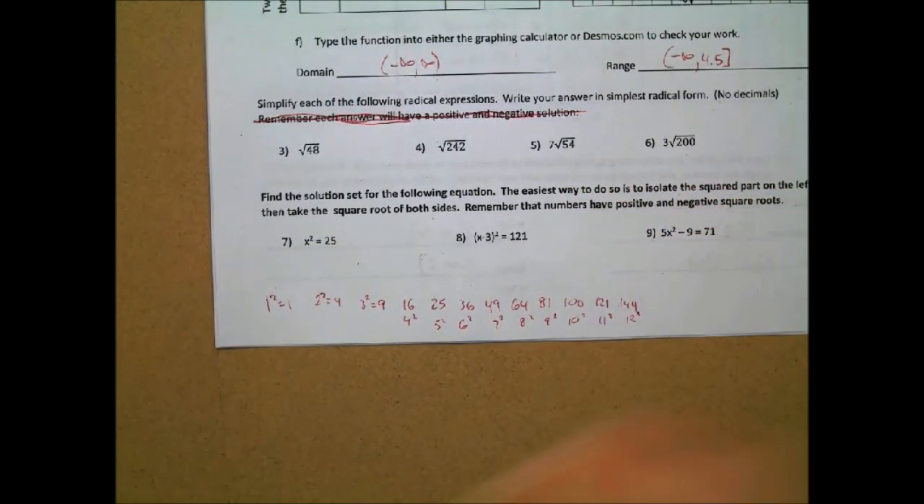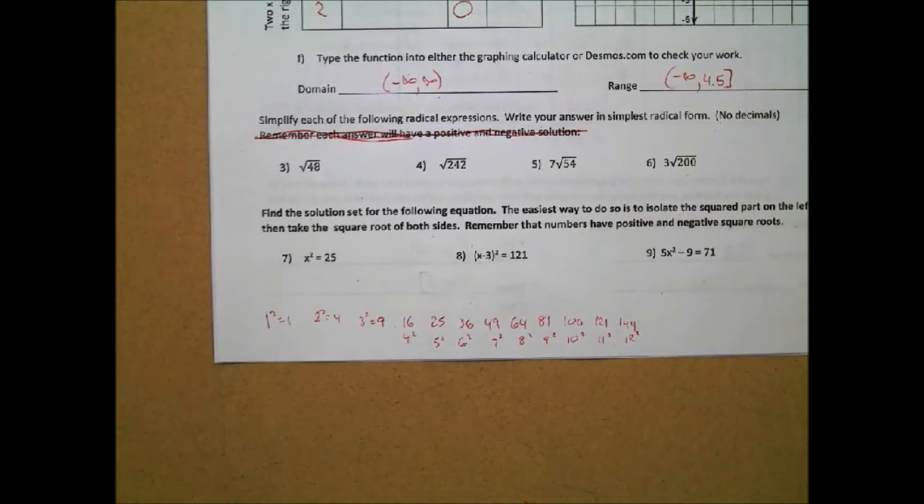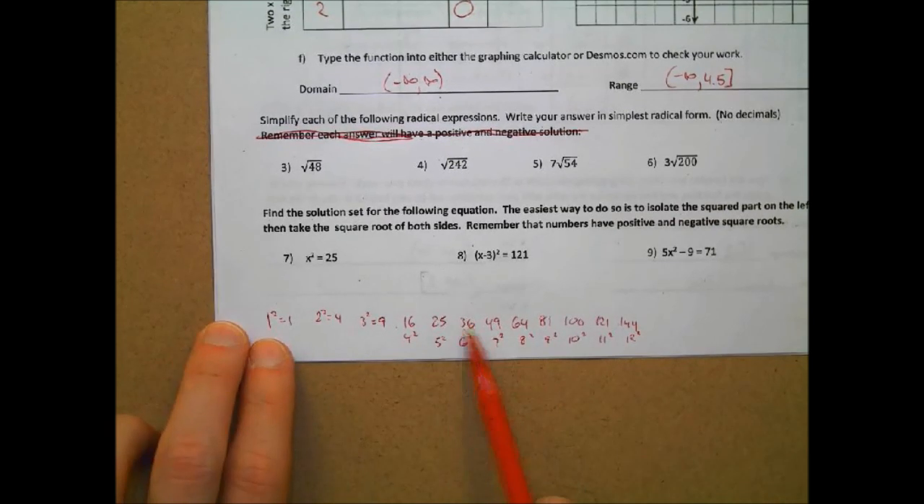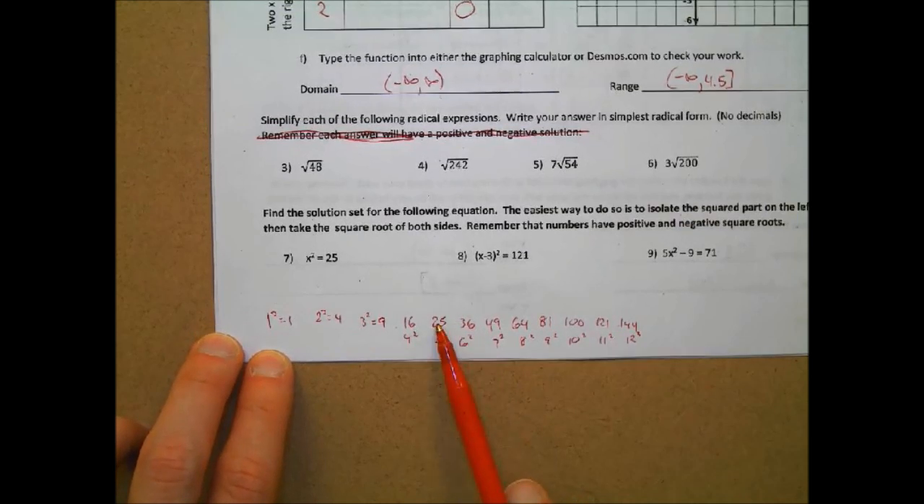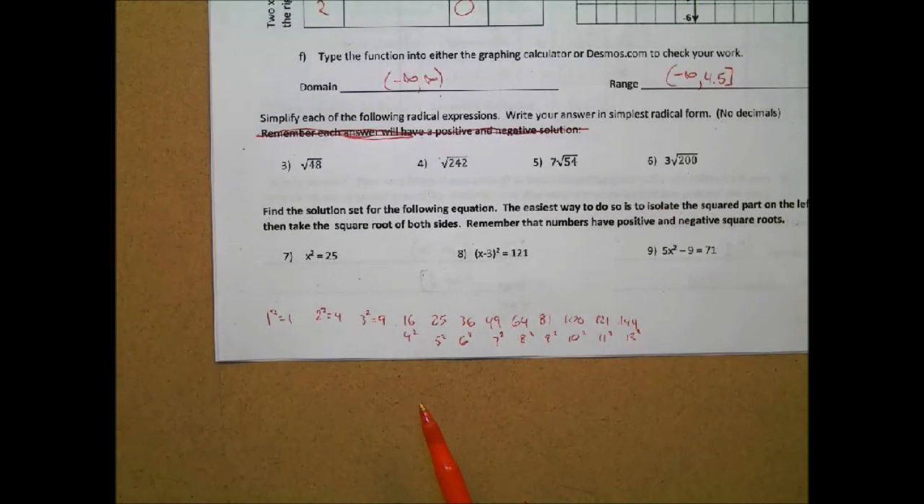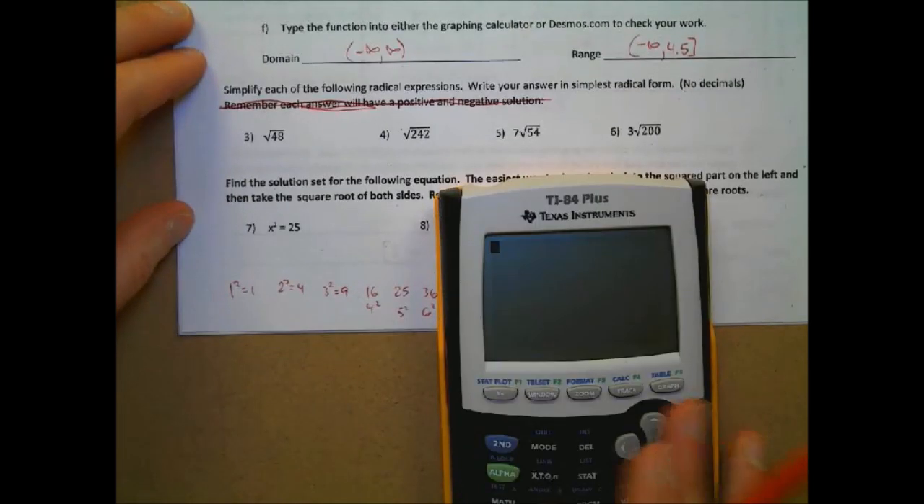Okay? So let's look at the square root of 48. Is the square root of 48 a perfect square? No. But it's between 36 and 49. So we'll start guessing by dividing by 36, then 25, then 16, and so on and so forth. Okay? So let's see here.